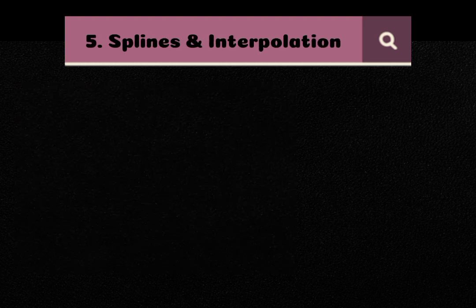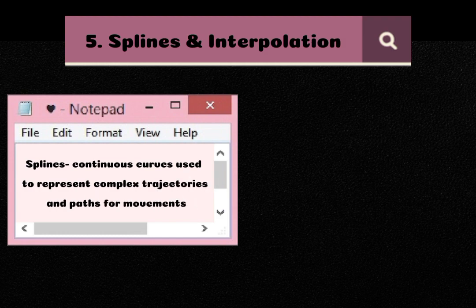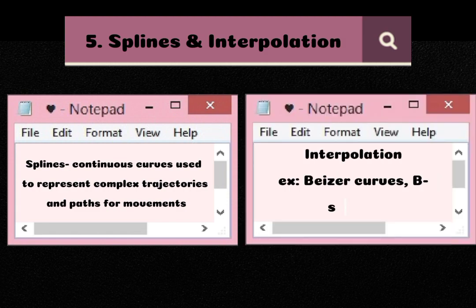Number five, splines and interpolation. Splines are smooth, continuous curves that can be used to represent complex trajectories and paths for movement. And interpolation techniques such as Bezier curves and B-splines are used to generate smooth transitions between keyframes or control points.